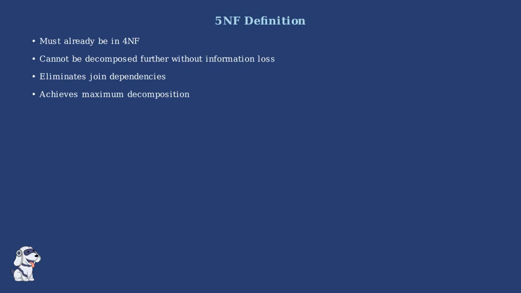The table must already be in fourth normal form, meaning all multi-valued dependencies have been eliminated. The table cannot be decomposed into smaller tables without losing information. It must eliminate all join dependencies, and it achieves the maximum possible decomposition of the data.